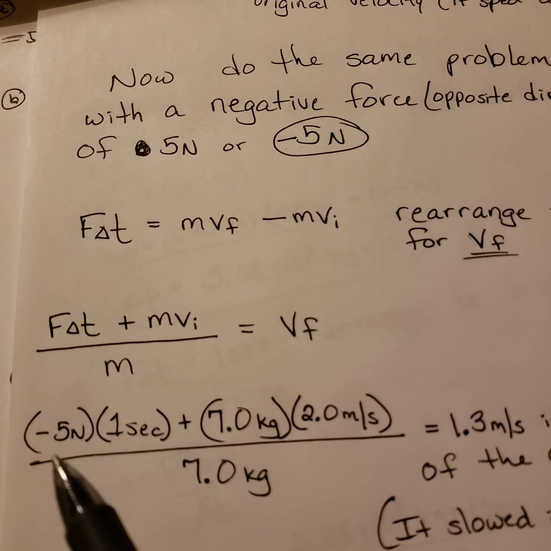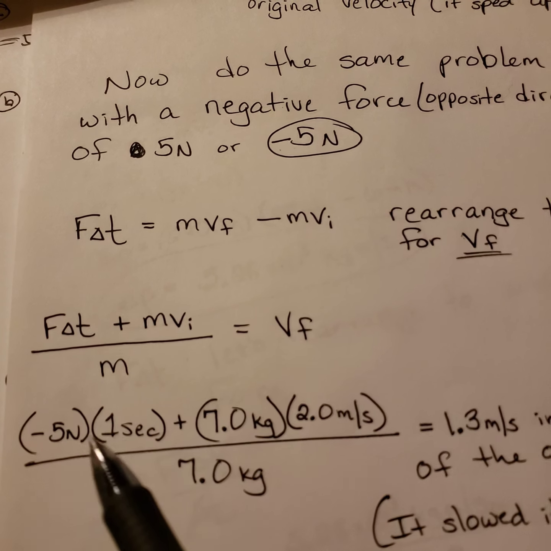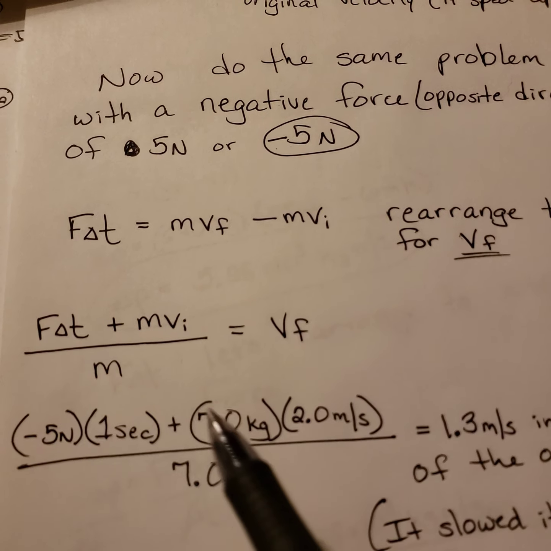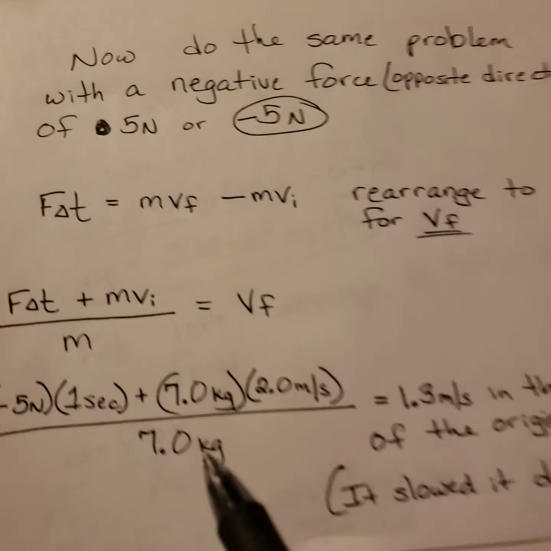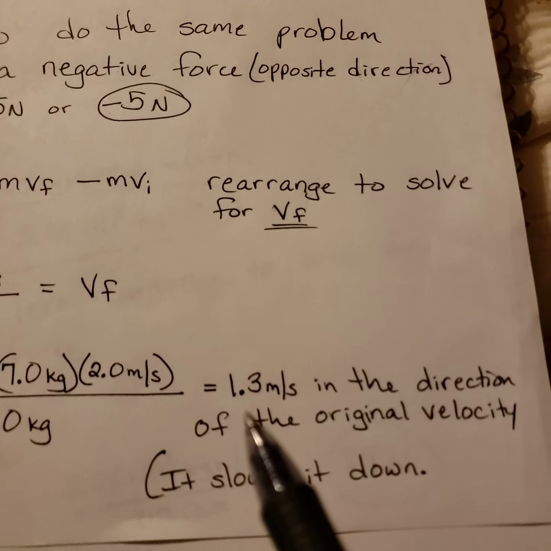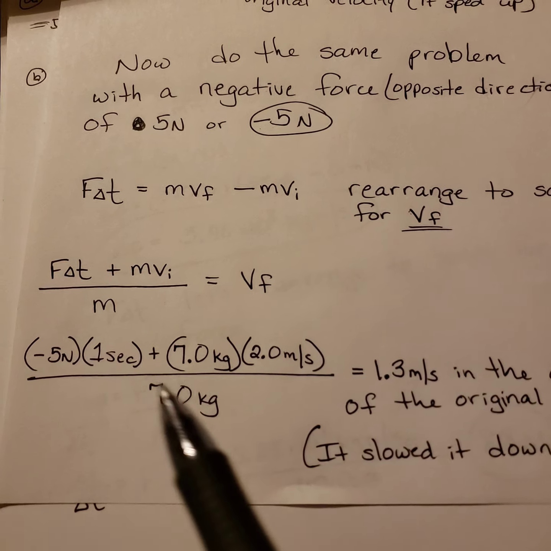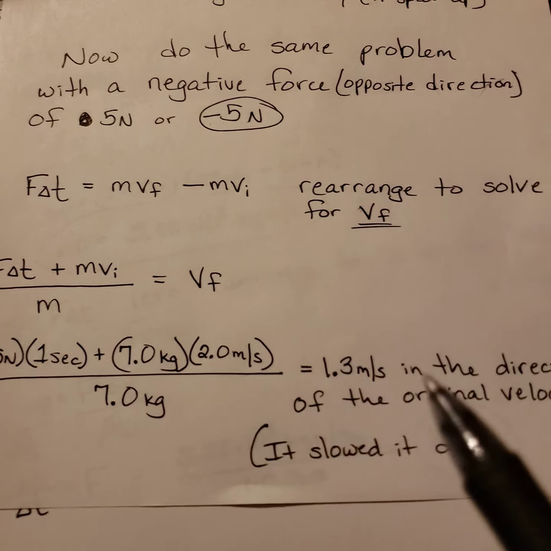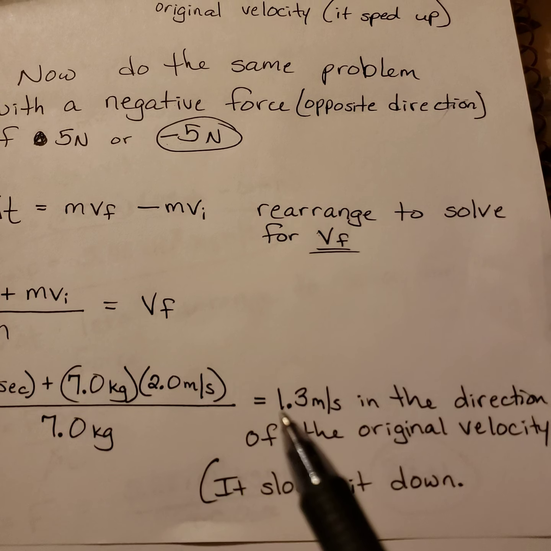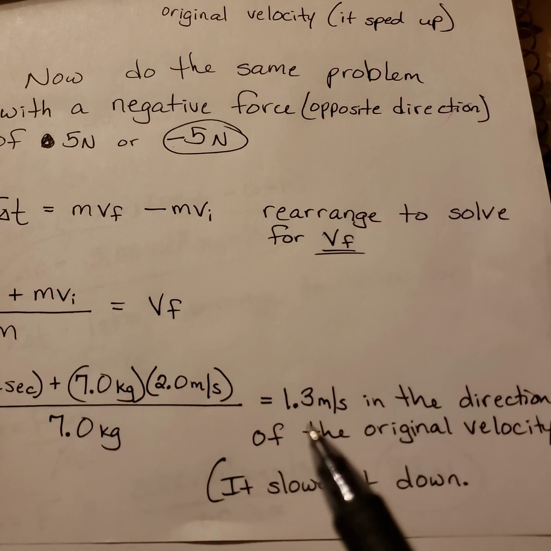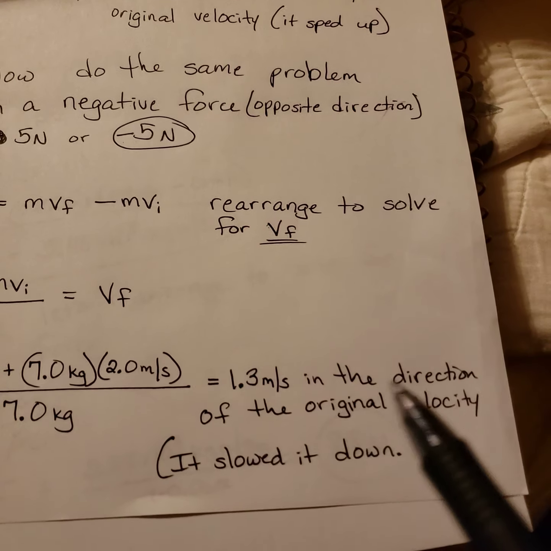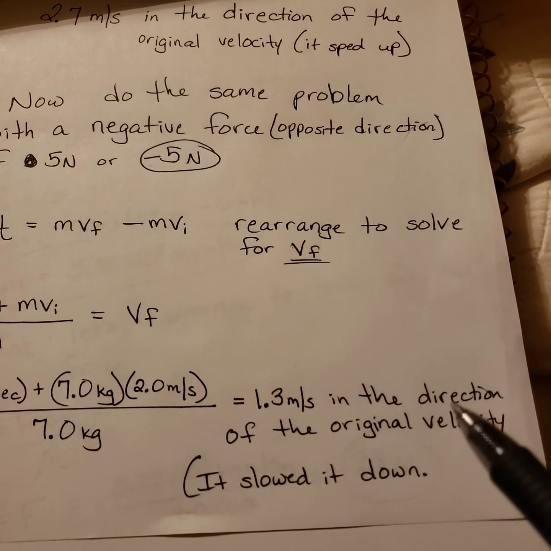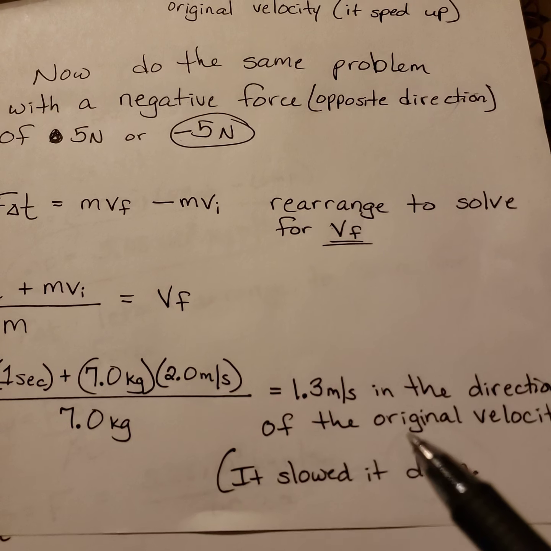So now my force is negative 5 newtons. Here's the change in time. Here's the mass, the original velocity, divided by the mass. This time, once you plug in all these numbers and you calculate, you will find that you're still moving in the same direction, but now it's 1.3 meters per second in the direction of the original velocity. So yeah, it slowed down.